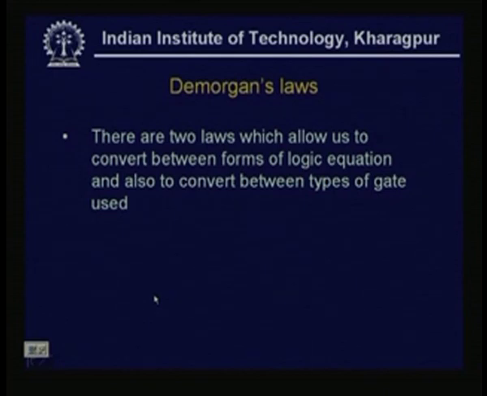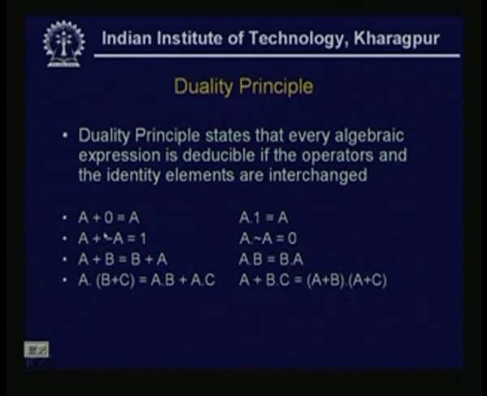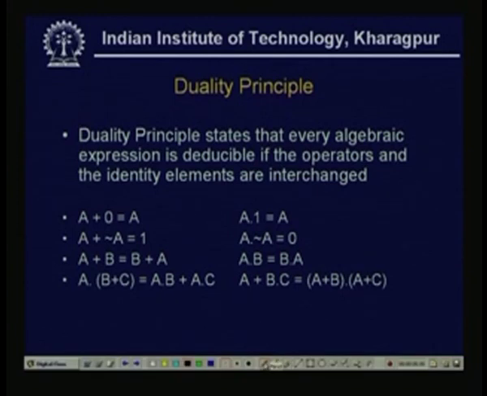Now, one very important law we call De Morgan's law. There are two laws which allow us to convert between forms of logic equation and also to convert between types of gate used. Just now what we have seen is that the plus is replaced by dot. So, we can tell that plus is nothing but our OR operator.